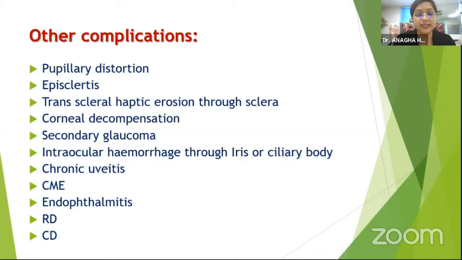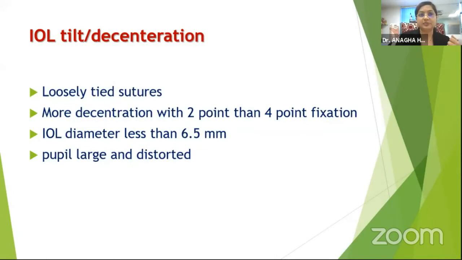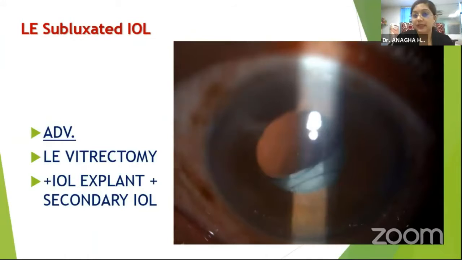There could be a host of other complications, including intraocular hemorrhages, corneal decompensation because of excessive manipulation, glaucoma, chronic iridocyclitis, uveitis, CME, endophthalmitis, or retinal detachments. Most importantly, because of the instability in the lens, there could be IOL tilt and decentration, especially with a 2-point fixation, and there could be pupillary distortion also.